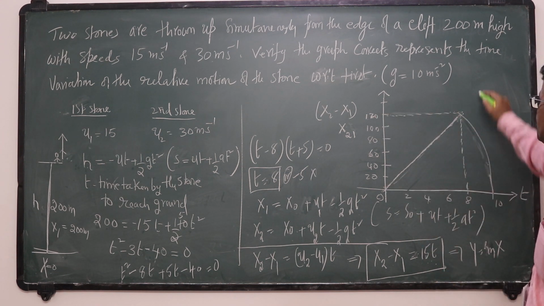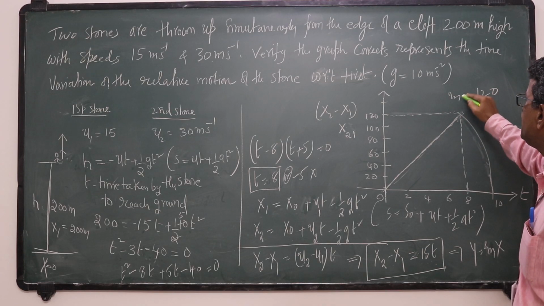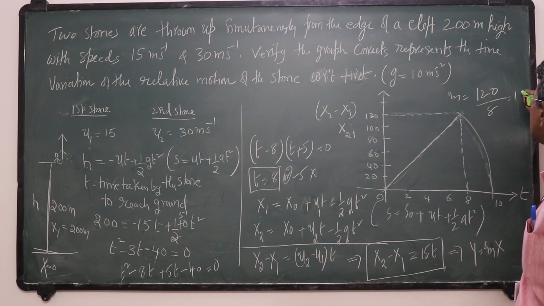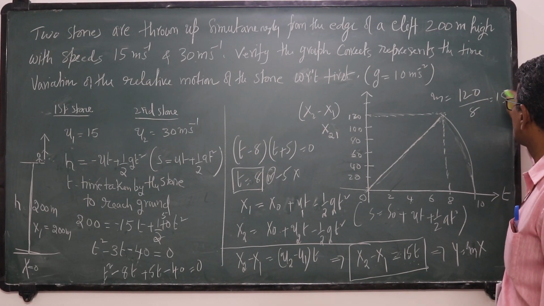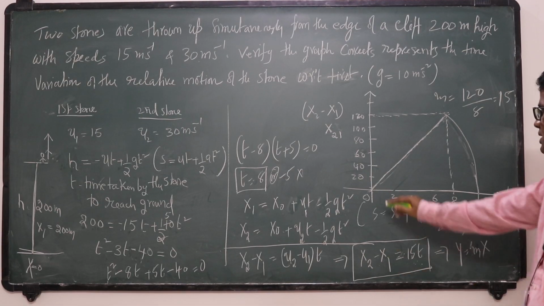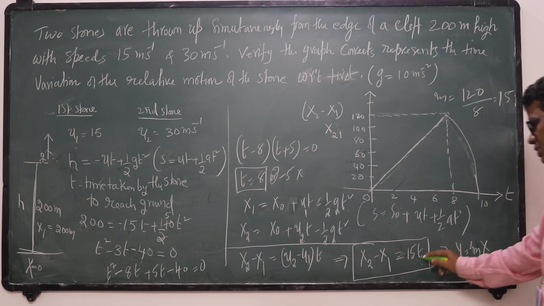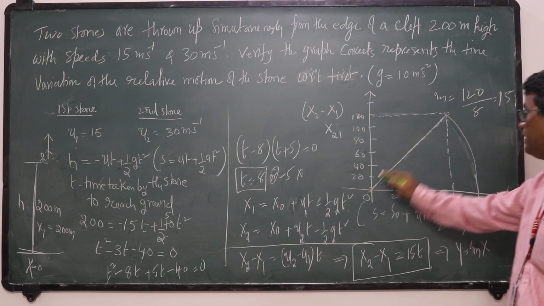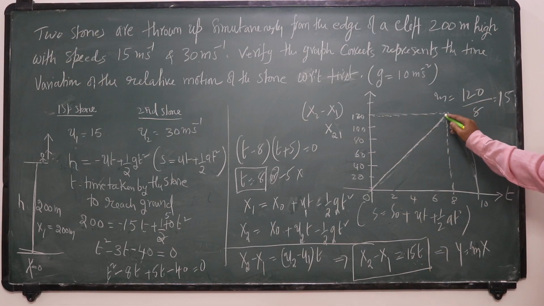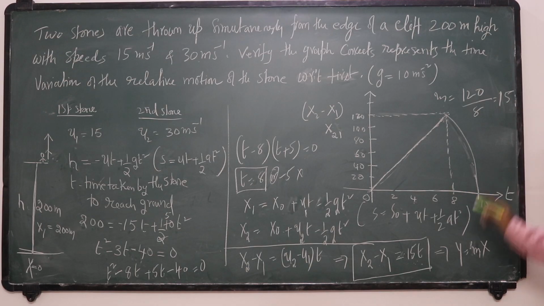120 by 8. So what is 120 by 8? 8 ones are 8, 8 fives are 40, so it is 15. So we got the slope of the line as 15. So this equation is true. This is the mathematical equation corresponding to this. I verified it. The next one I have to cover is 8 to 10.